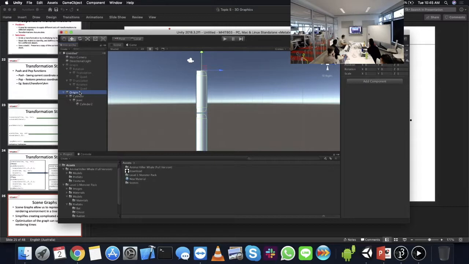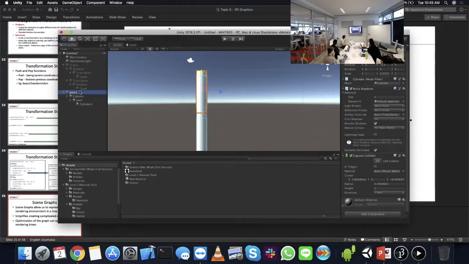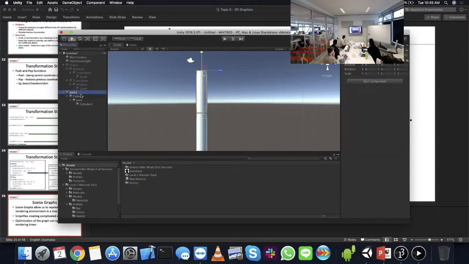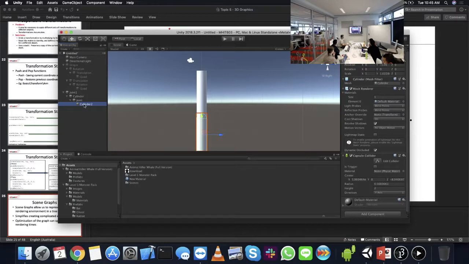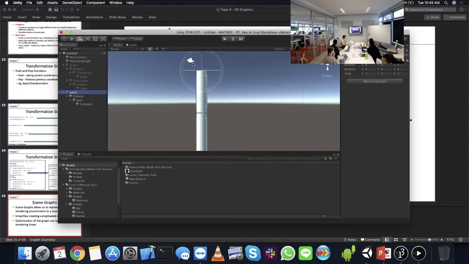So we have our origin, or let's call it joint 1, which is at the top. And then the first cylinder sits just as a child of joint 1, and then we have joint 2, which is at the bottom of the first cylinder and the top of the second cylinder, and then we have the second cylinder under that. So with joint 1, if I rotate that, everything will rotate.